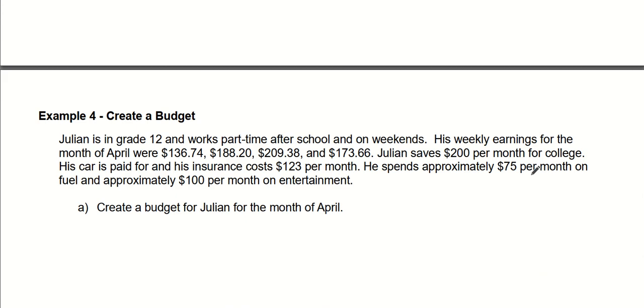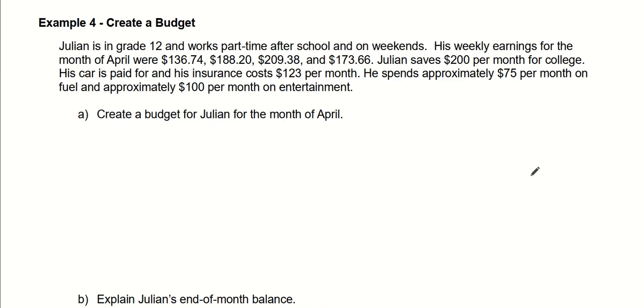Okay, let's take a look at a problem. Create a budget. Julian is in grade 12. He works a part-time job after school and on weekends. His weekly earnings for the month were this amount, that amount, this amount. So basically this is per month. Julian saves $200 a month for college. His car is paid for and his insurance costs $123 per month. He spends approximately $75 per month on fuel and approximately $100 on entertainment. It says here to create a budget for Julian.